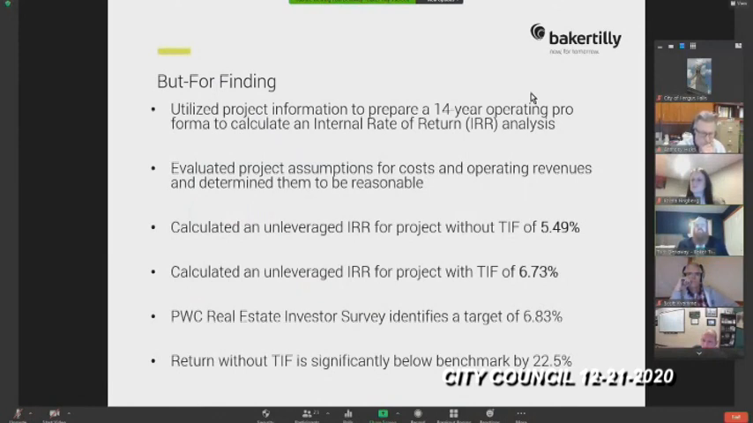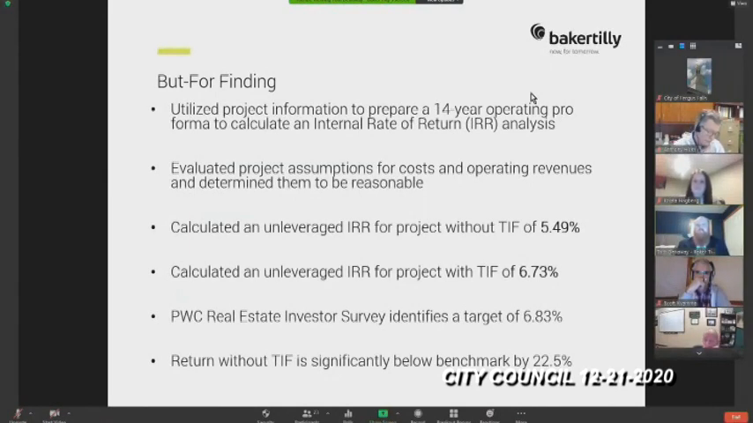That but-for finding is a bit of an esoteric question in and of its own, but there are ways that we can objectively answer that question. And we do that by preparing a financial analysis of the project and looking at ultimately what the developer's rate of return would be on their investment with and without the requested TIF assistance.